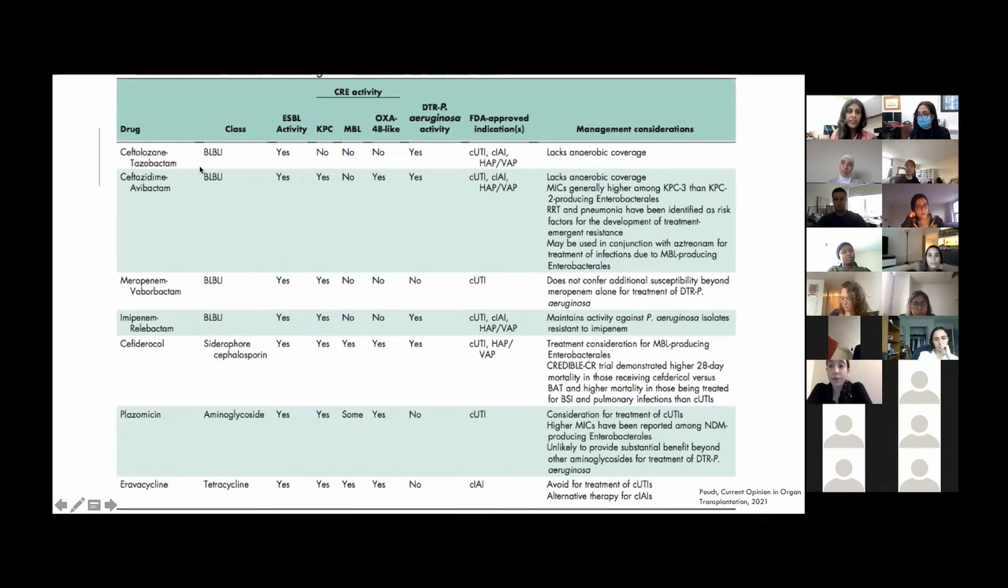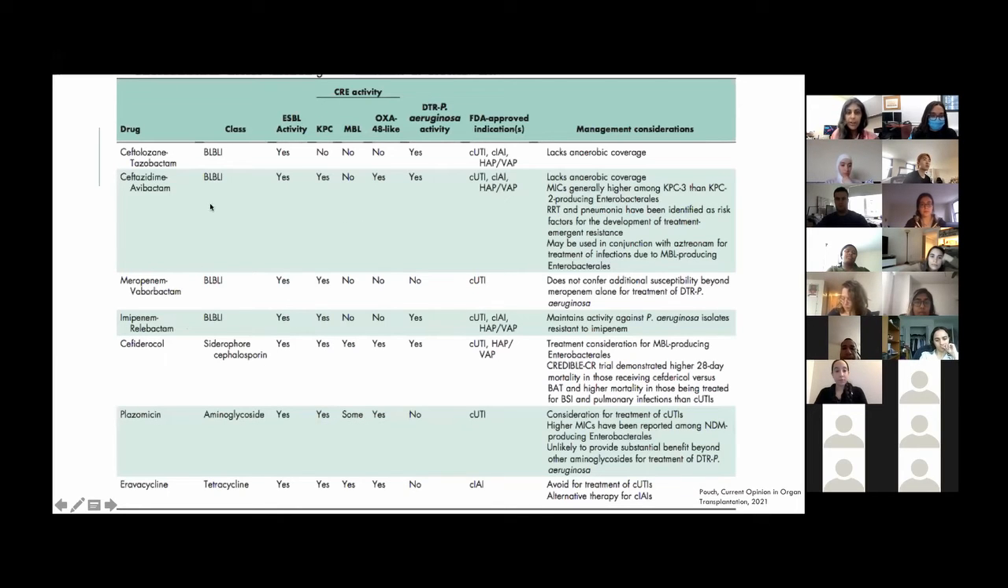You can see ceftolozane-tazobactam, for those of you who may have heard it, is often called Zerbaxa. That's the brand name. That does not have activity against CRE, but it has good activity against ESBL and difficult-to-treat Pseudomonas. Ceftaz-avi is a new drug that we can use for ESBLs and KPCs, like this patient had. Meropenem-vaborbactam is another new drug that was recently approved and also has activity against carbapenem-resistant Enterobacteriaceae, specifically KPCs, as do these two drugs, also recently approved and available, imipenem-relebactam and cefiderocol.